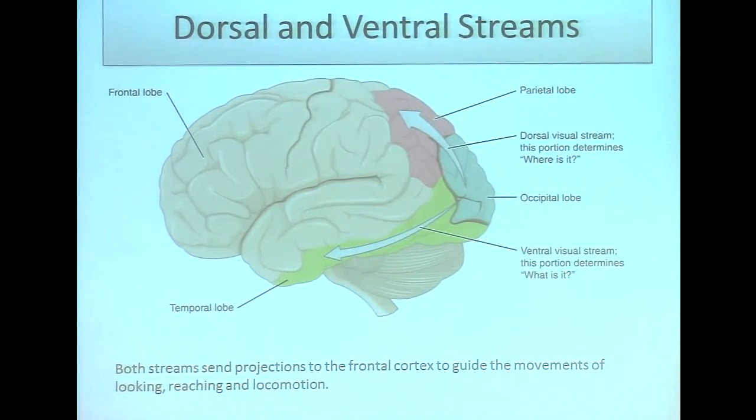Now, in your studying, you're going to be reminded of the dorsal and the ventral streams. And I just want to remind you of it because it does come up again. The dorsal stream starts in the occipital lobe, goes into the parietal lobe, and eventually ends up in the frontal lobe. And your ventral stream starts in the occipital lobe, goes down to the temporal lobe, and also eventually is linked up to the frontal lobe. So both streams send projections to the frontal cortex to guide the movements of looking, reaching, and locomotion. You need that frontal cortex involvement so that you know what to do with what you're seeing and what you're perceiving.